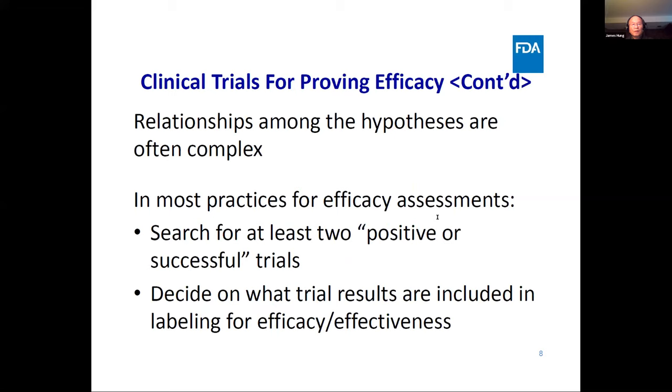Within each trial, the hypotheses may have a complex relationship among them. For example, in a heart failure trial, a test drug may reduce the incidence of mortality and morbidity, but may or may not improve quality of life, while another drug may improve benefits for both domains. In practice, for efficacy assessment, we search for at least two positive or successful trials and then decide on what trial results to include in labeling, especially for efficacy.